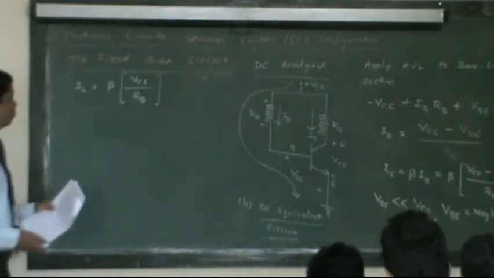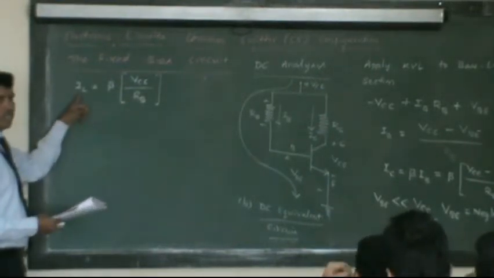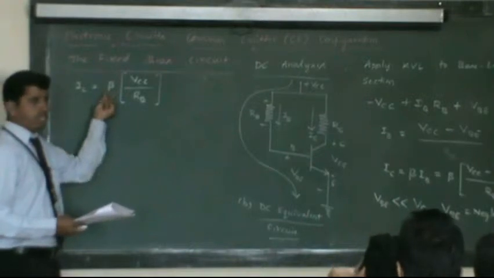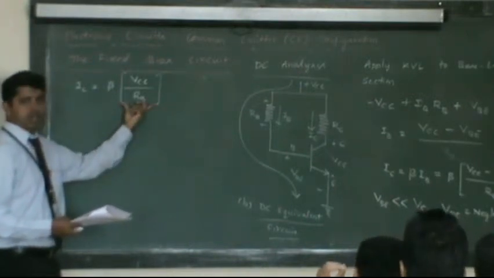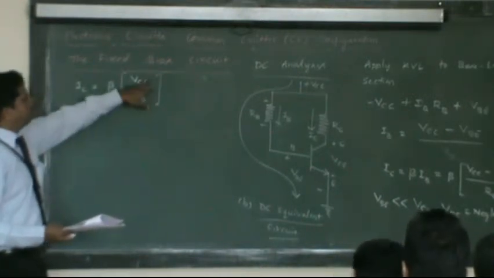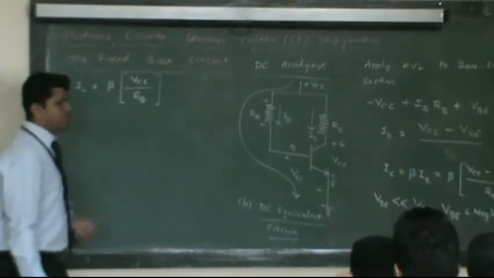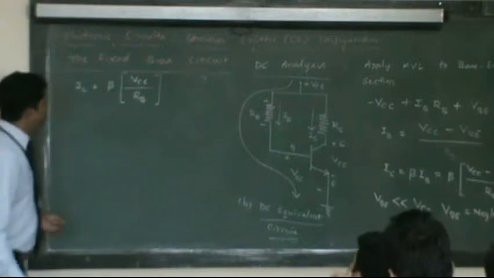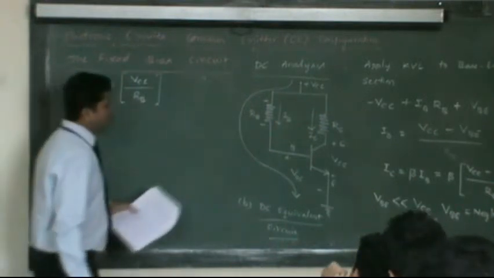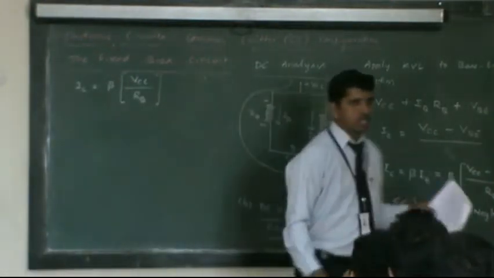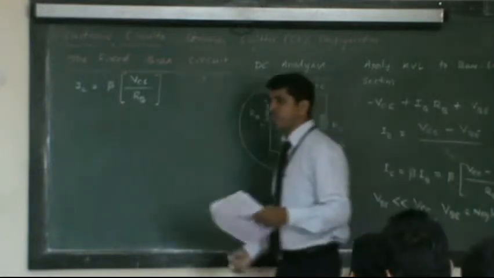If you want to calculate the current, it is simply the gain factor multiplied by VCC over RB, that is, the supply voltage over the base resistor. That is the expression for IC. Next, we are going to calculate. Any questions about what we have just looked at? You can go back and review it once again.